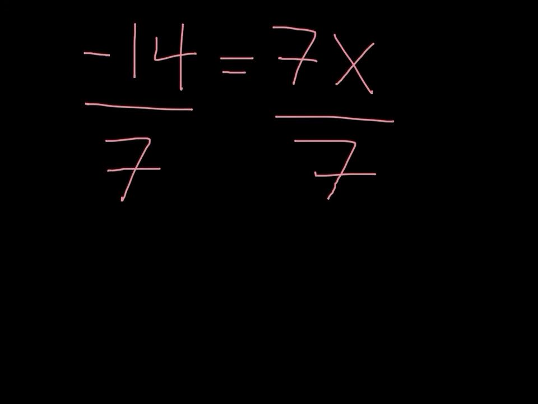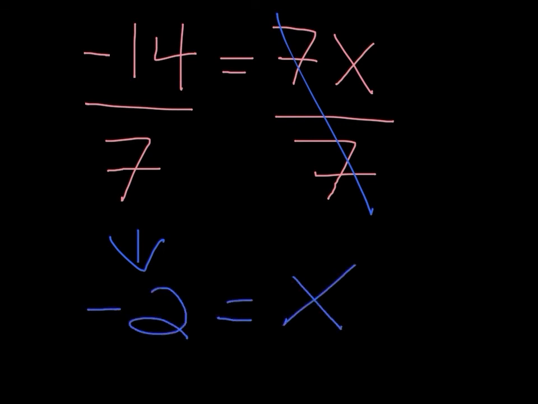So when I do that, the 7's cancel out, and now I have on the left negative 14 divided by 7 equals x. And negative 14 divided by 7 equals negative 2. I probably shouldn't have written it like that. Actually, I'm going to erase that. So instead, I will draw arrows. So this side becomes negative 2 equals x. And I'm going to get a nice bright green, and that is my answer.